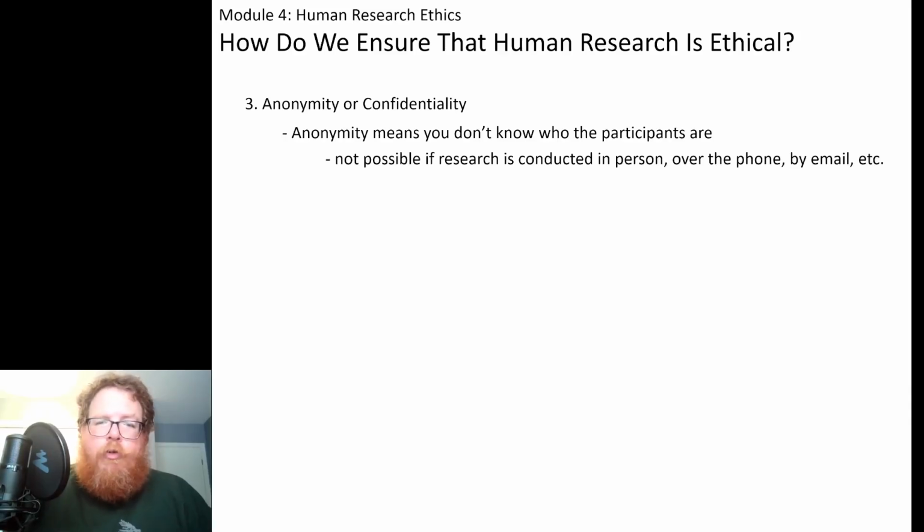If you're doing any research in person, obviously I'm going to see who the person is as they come to visit me for the research. If I'm doing the research over the phone, again, there can't be anonymity because I'm probably going to know the person's name, or at least I'm going to know their phone number, which is attached to their name. Same with email.